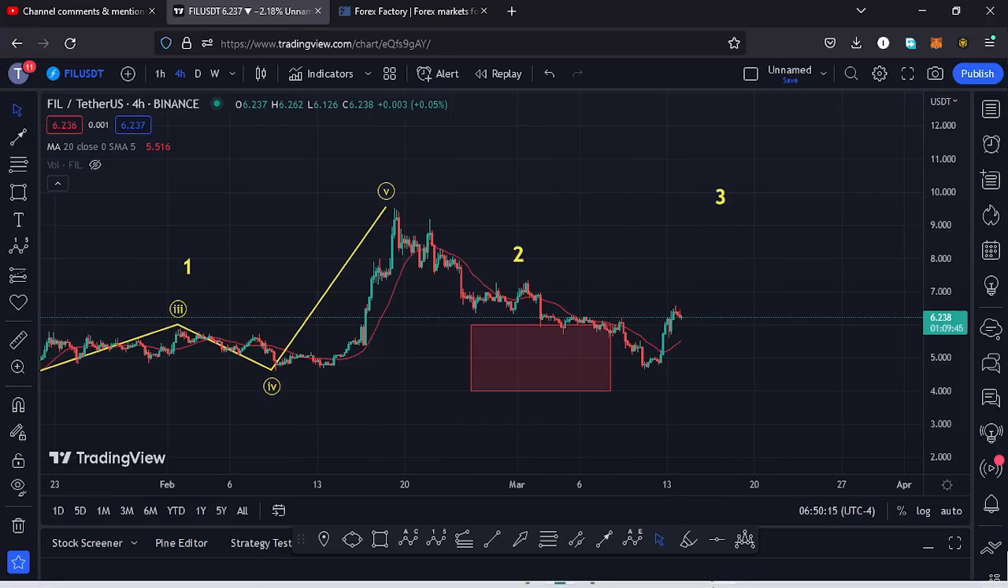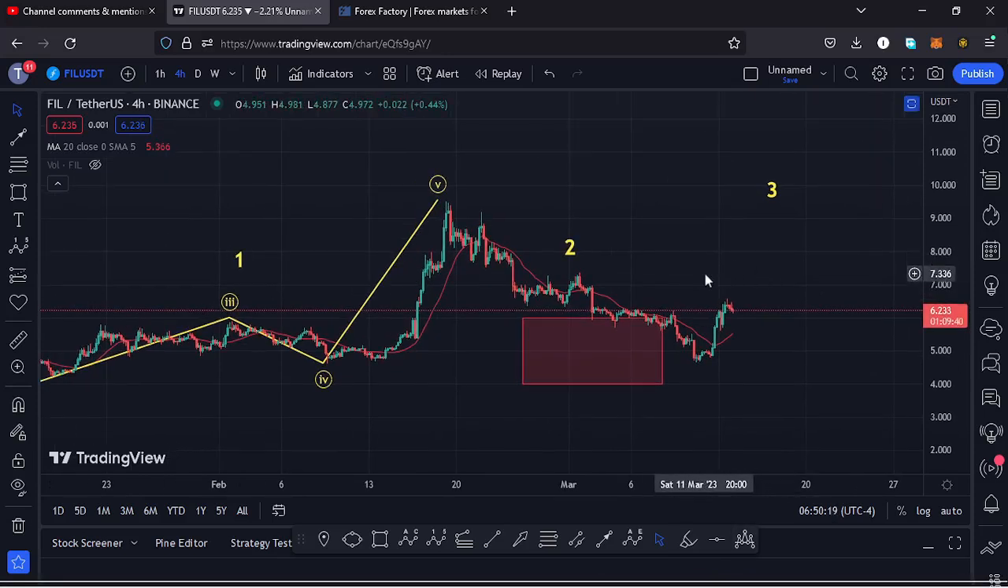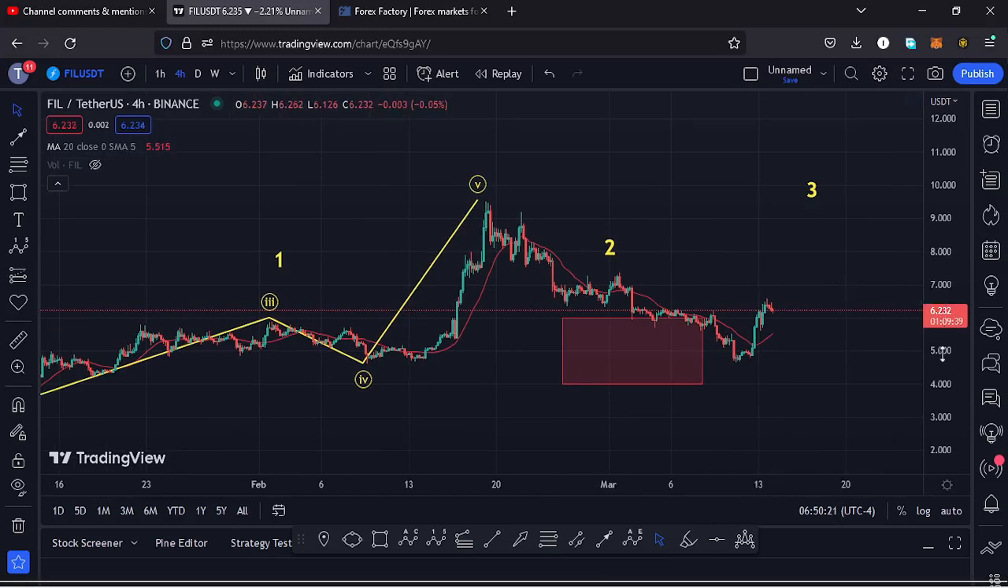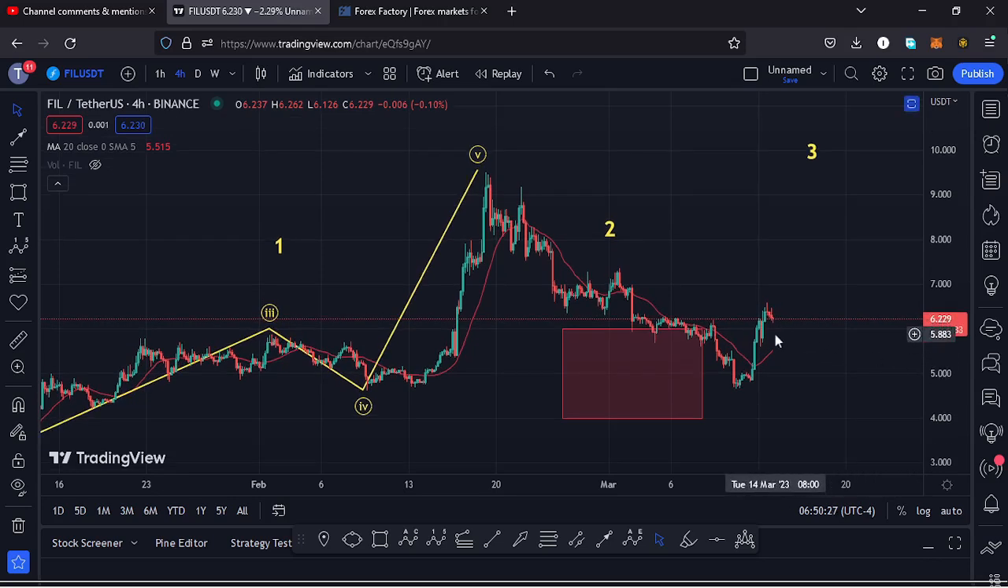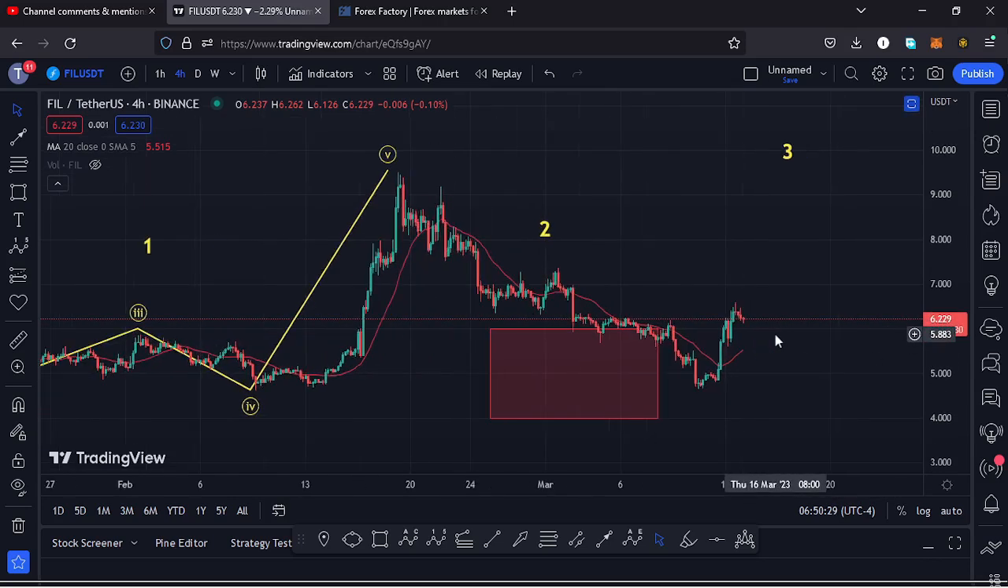Welcome back to TeshKidFX for another Filecoin price prediction update, and in this video I'll be giving you the latest developments that have been happening here on the Filecoin chart, which at the time of this recording is holding above the 20-day MA here on the 4-hour chart, which is now acting as support.